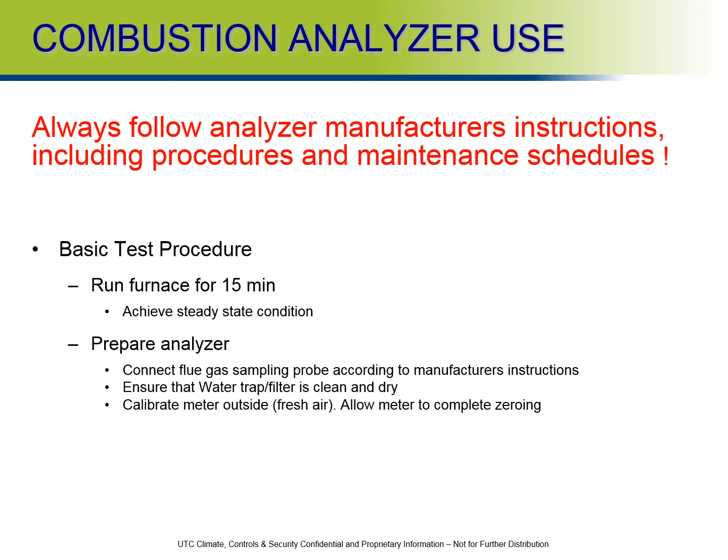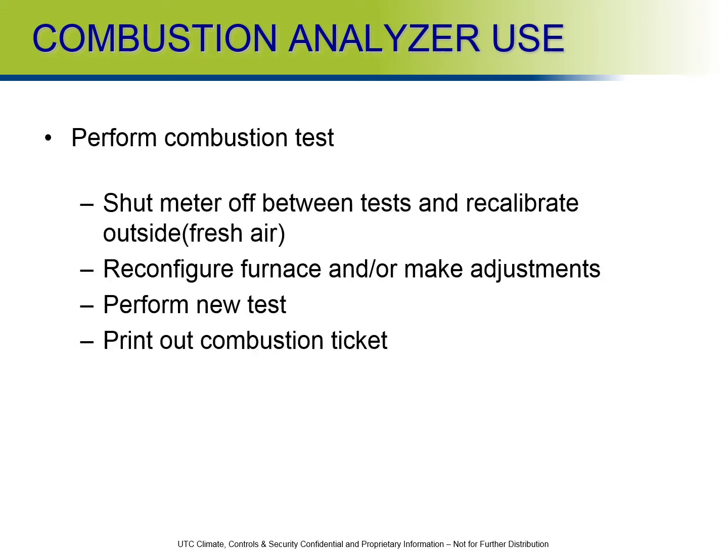Now, you also want to make sure the water trap is clean and dry. All right, and you also want to make sure that you calibrate the meter outside in fresh air and allow it to completely zero before using. At this point, you're ready to perform your combustion test. Once you perform your combustion test, you want to shut the meter off between tests. And if you have to make any configurations to the furnace or make any adjustments, you want to do so, perform the new test, and then print out your combustion ticket.